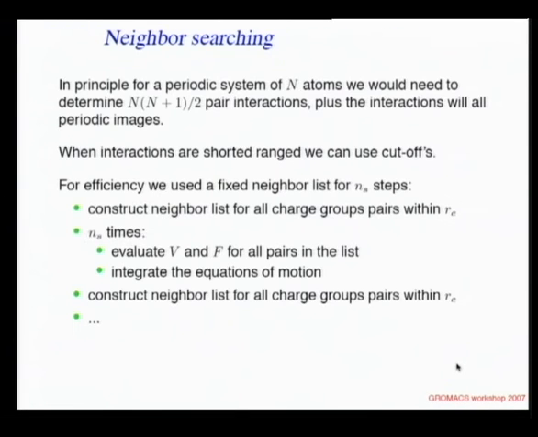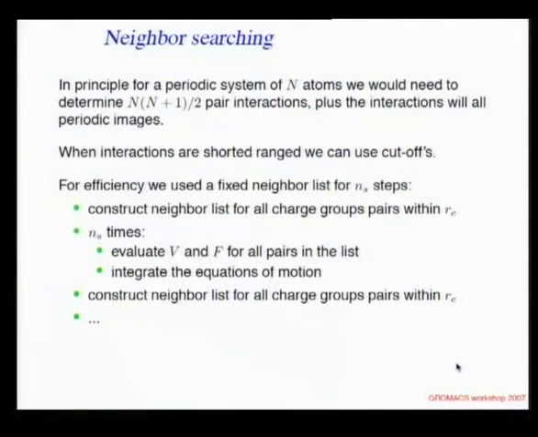Okay, then the last thing, I'll go a bit into detail on how the non-bonded interactions are calculated. This is the most time-consuming part of MD. You can make different choices here depending on what efficiency and what accuracy you want. So it's important to have an idea how this is done and what kind of things you have to think of here. In principle, for a periodic system of n atoms, we would need to determine n squared pair interactions, but actually many more interactions.